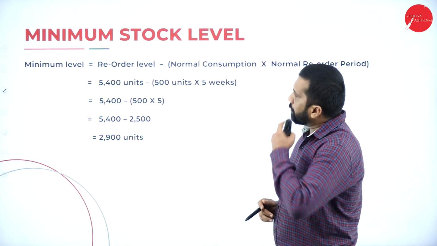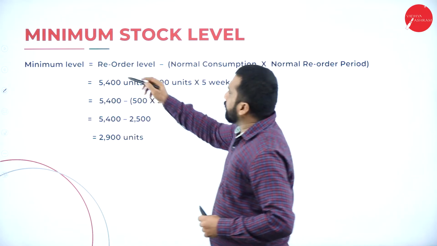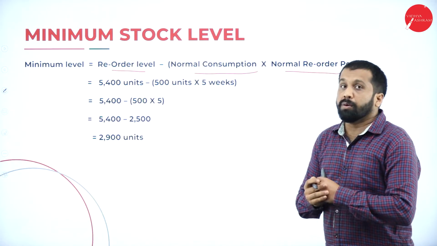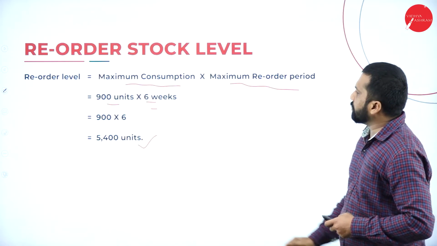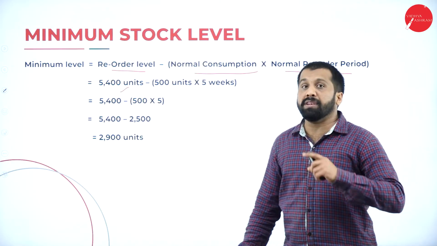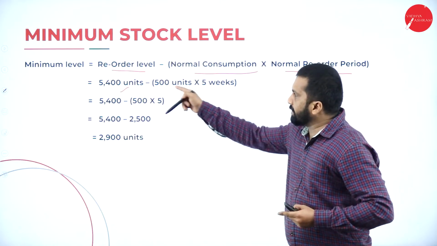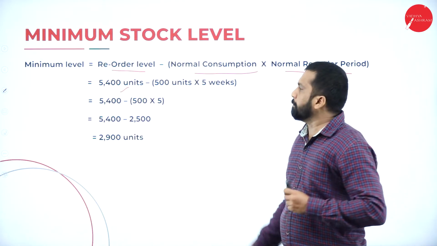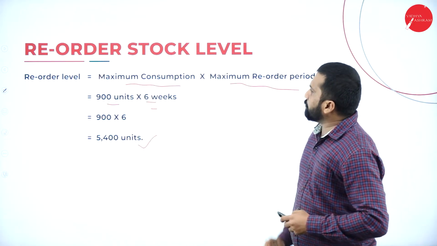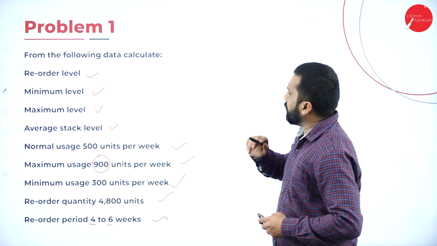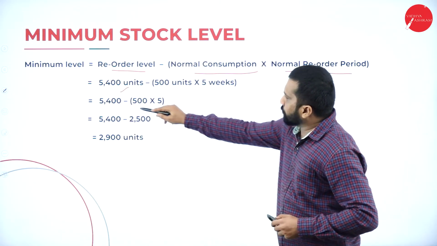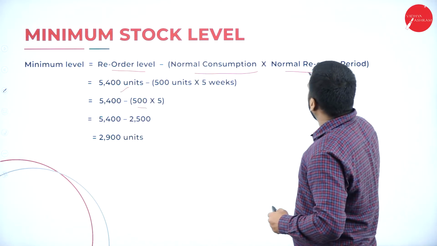Similarly, minimum stock level. What is the formula? Reorder level minus normal consumption into normal reorder period. What is the reorder level? Go back to the previous one. This is your reorder level, 5,400. For this formula we need that answer. Minus normal consumption. What is your normal consumption? As per this, your normal consumption is normal usage, 500.